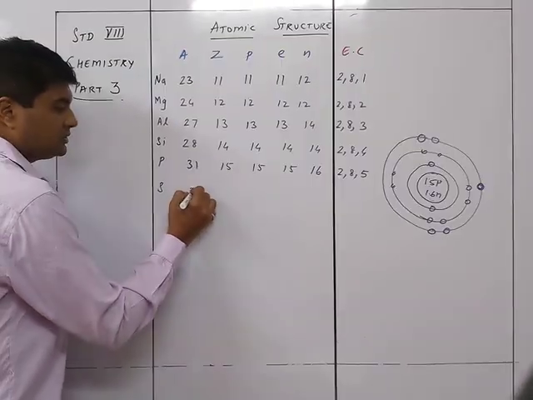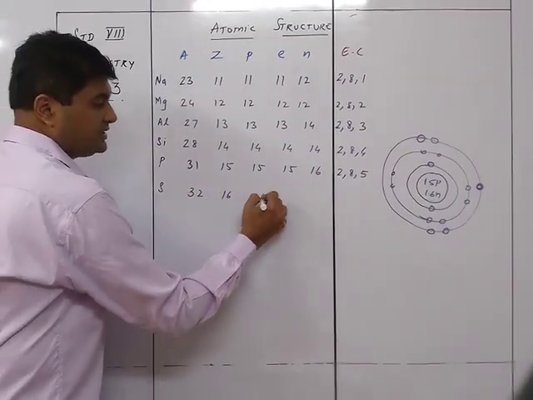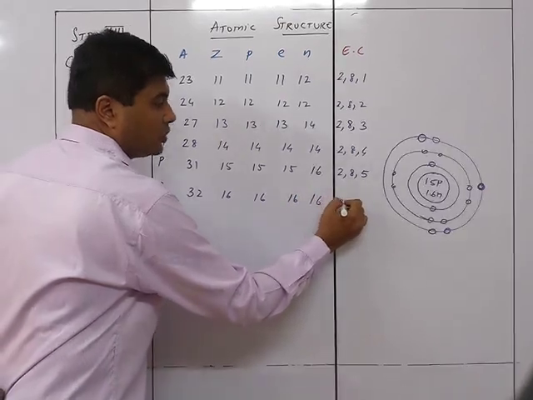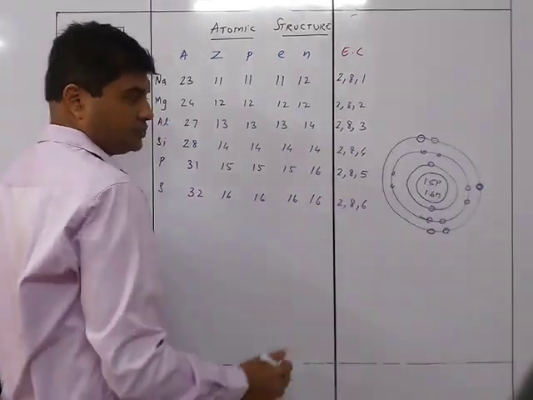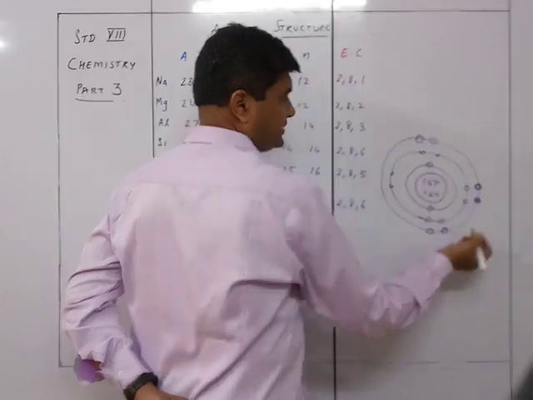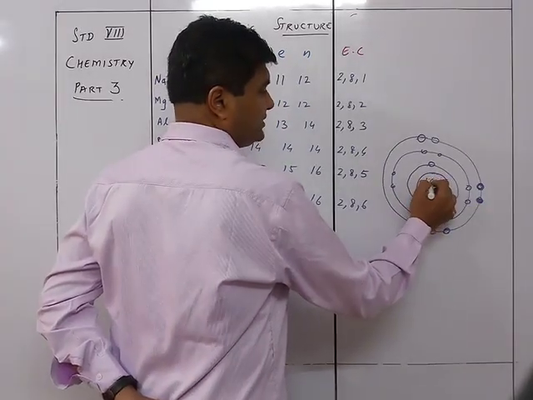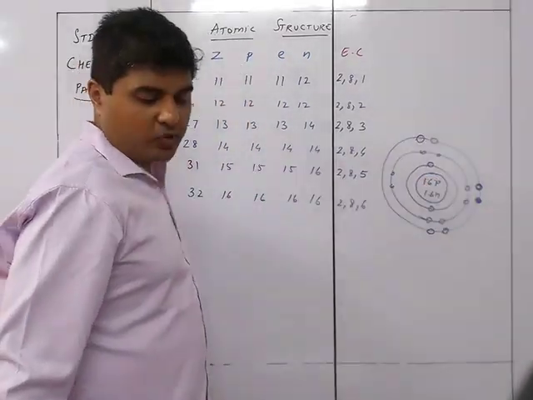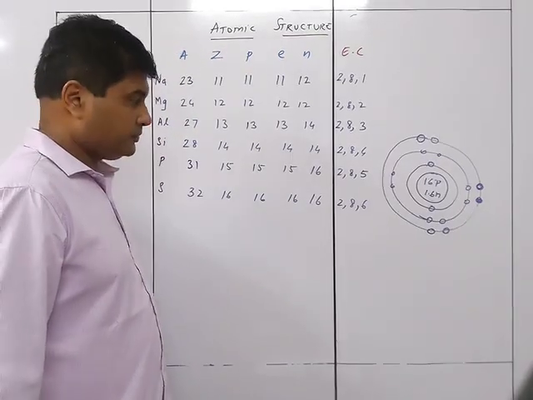Then sulfur, 32, 16, 16, 16, 2, 8, 6. So there is one more electron added to this, and this will be sulfur. There are 16 protons and 16 neutrons.